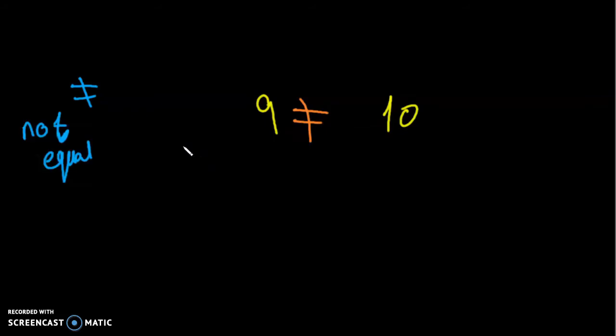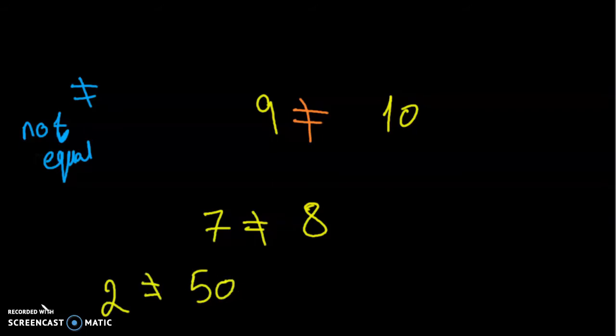Now, the opposite, the not equal sign. So, for example, 9 and 10, they're not equal, so we use this sign. 7 and 8, they're not equal. And again, 2 is not equal to 50.